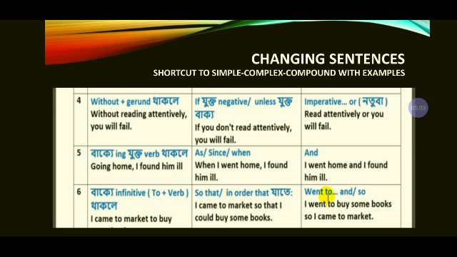Number 6, infinitive. Infinitive denoting purpose of something that modifies the verb, showing the purpose of the action. And the complex uses so that or in order that as the conjunction to make clauses. And in compound, 'to' becomes and or so. Let us see the example. In the simple sentence, I came to market to buy some books. Complex, I came to market so that I could buy some books. And compound, I wanted to buy some books, so I came to market.